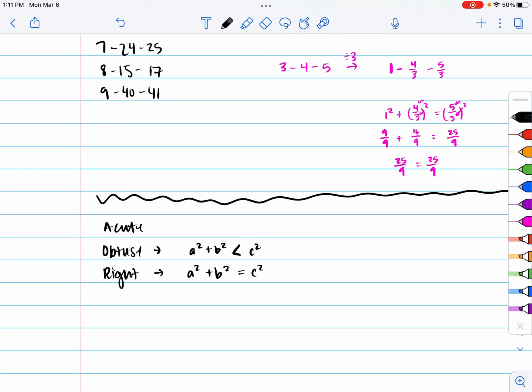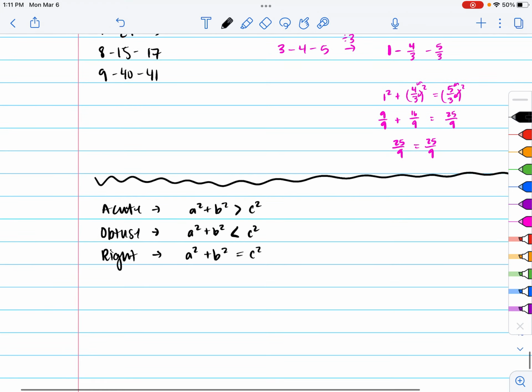Well, if the hypotenuse is larger, so let's say a squared plus b squared is less than c squared, notice that it's a less than symbol, but we're saying the hypotenuse is larger, then this is an obtuse triangle. And the inverse to this is if the hypotenuse is smaller or less than the sum of the other two squares, then it is an acute triangle.